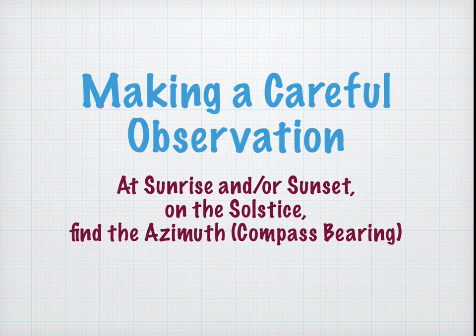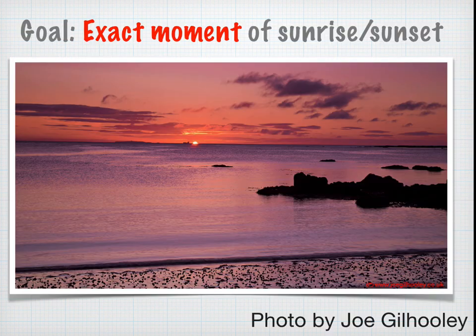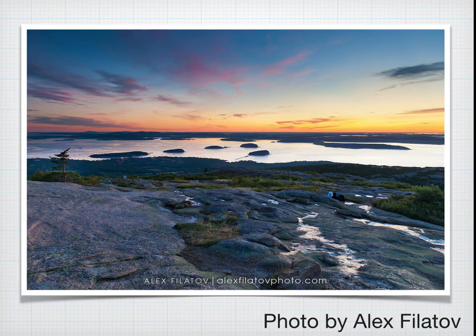Next, you're going to make a careful observation. At the time of sunrise or sunset on the solstice, you want to find the azimuth of where the sun's peeking over the horizon. So that's the compass reading. All right, so this is pretty close. The sun's peeking over the horizon. Obviously, you're not in the city streets here, but this is the sort of moment we're looking for.